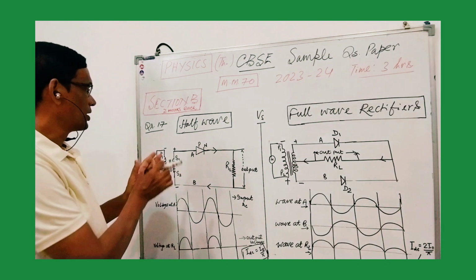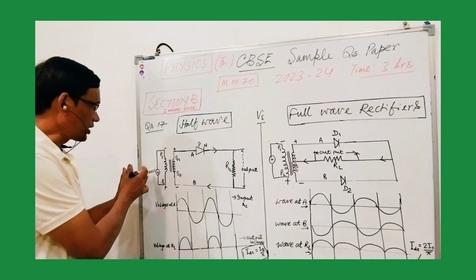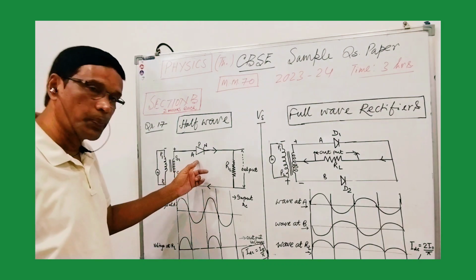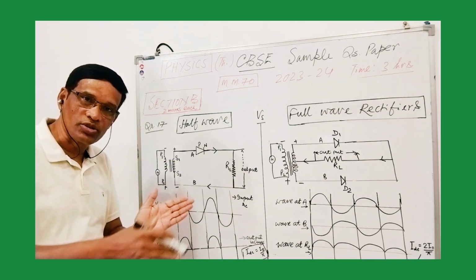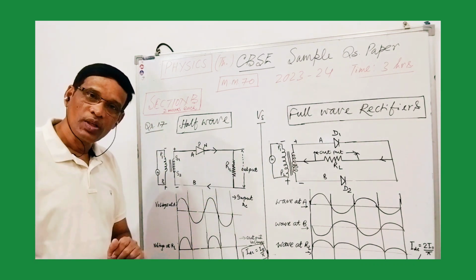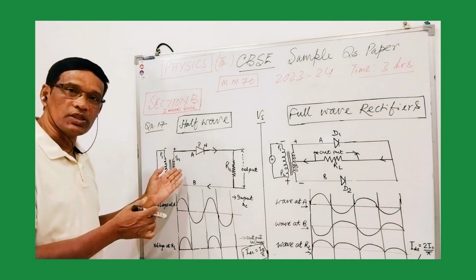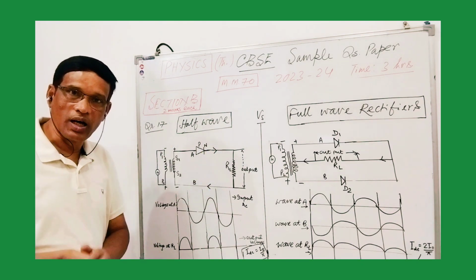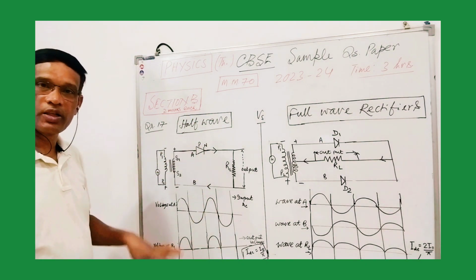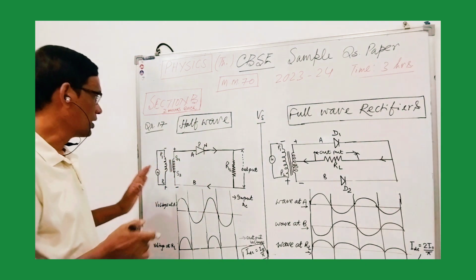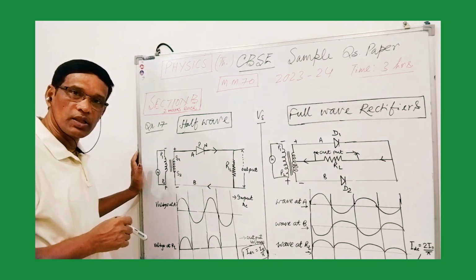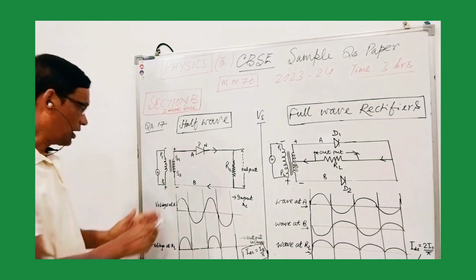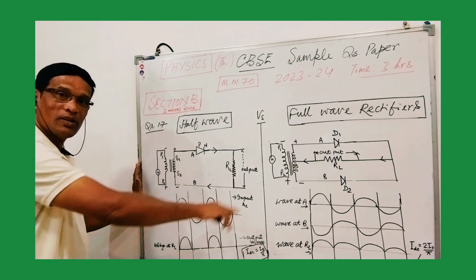Clear? So when this PN junction diode is fed with an AC signal and the positive terminal is fed to P, you will get conduction and you will get the output through RL. If the reverse happens, then you will not get the output across the RL. This is what a half wave rectifier is. Please understand clearly: only one diode is used here, and you will get the output for half of the cycle only.